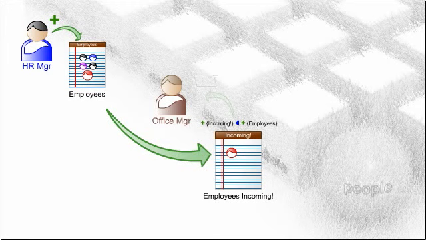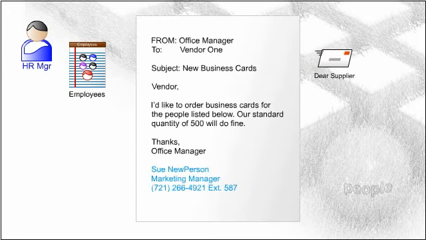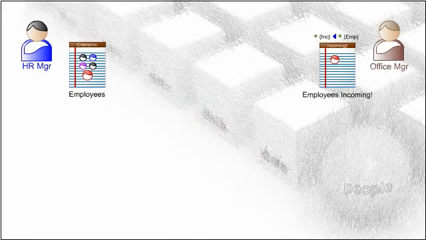The first is sent to herself so that she's immediately informed. The second email is sent to a supplier requesting business cards for the new employee. The email automatically includes the new employee information, which is highlighted here in blue. Now the office manager is always ready for an employee's first day.